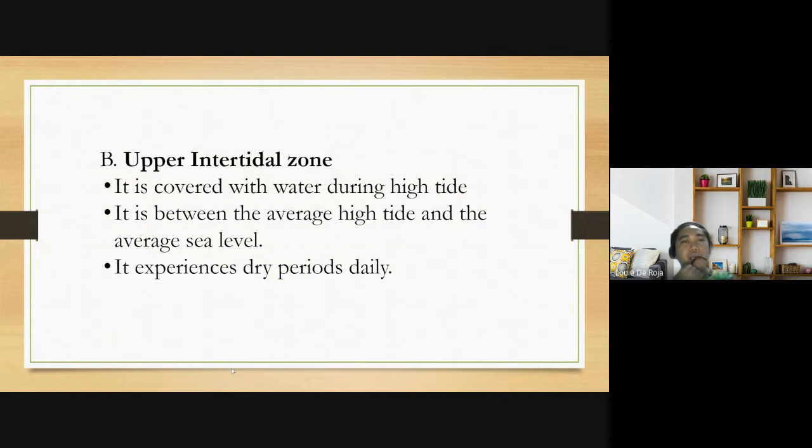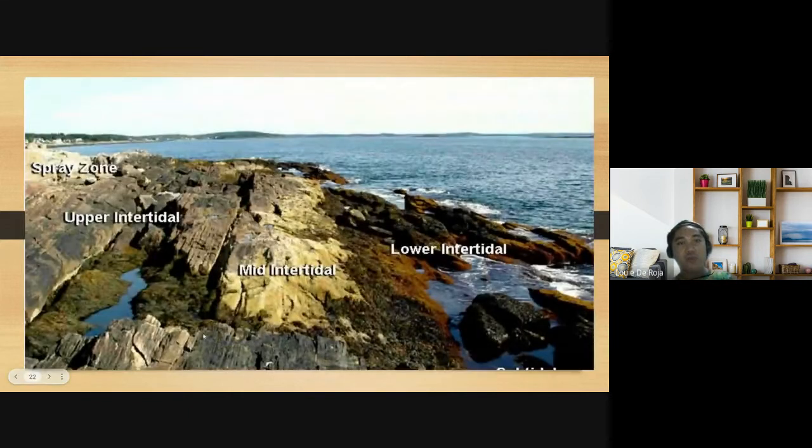Next is upper intertidal zone. It is covered with water during high tide. It is between the average high tide and the average sea level. And it experiences dry periods daily. Kapag low tide siya, natutuyo po siya. Ito yung upper intertidal. Kasama na po ito yung middle intertidal. Pababa kasi yan. Okay?